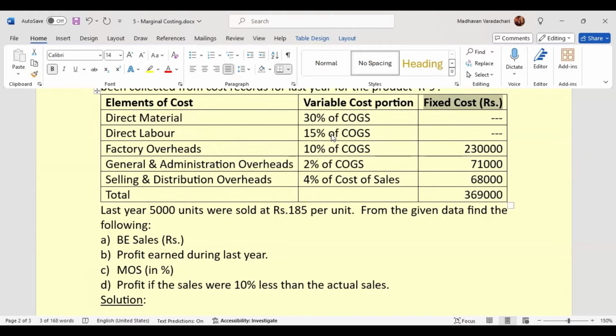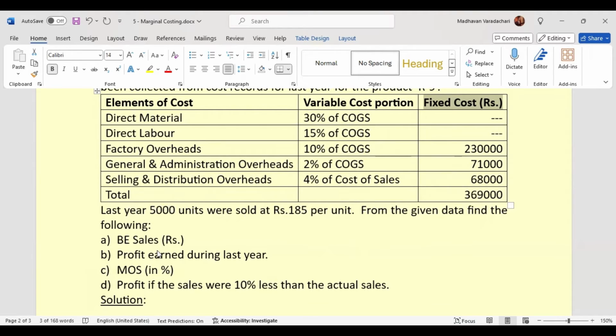Wherein direct material is 30% of the COGS, direct labor is 15% of the COGS, factory overheads is 10% of the COGS, general and administration overheads is 2% of the COGS, selling and distribution overheads is 4% of the cost of sales. Fixed costs, they gave us for factory overheads 2,30,000, general and administration overheads 71,000, selling and administration overheads 68,000. So total fixed cost is 3,69,000. Last year, 5,000 units were sold at rupees 185 per unit. From the data given, find the following.